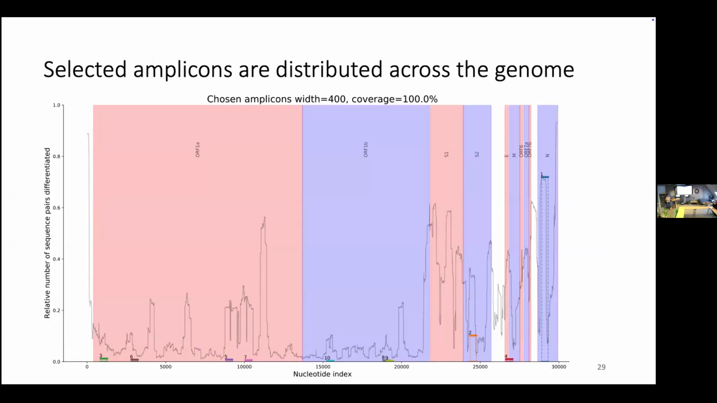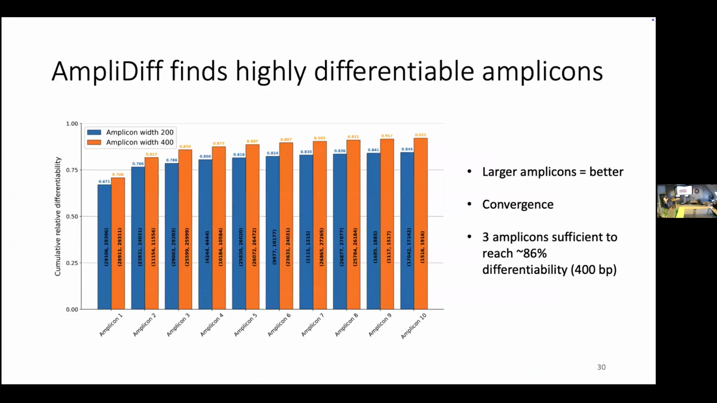And then looking at what we actually get, of course, our first amplicon is going to be in this highest peak in N. But after that, we'll see that the amplicons are quite nicely spread over the genome. And here the heights of where the amplicons are indicate the additional differentiability that we get from this amplicon by adding it on top of the previous amplicons. So the next plot actually shows that better, where we see the cumulative relative differentiability for amplicons with 200 or 400. And you see that, well, of course, larger amplicons is better, but it nicely increases and converges.